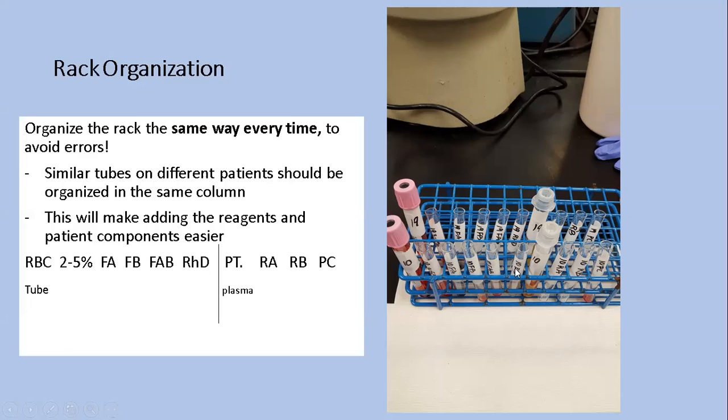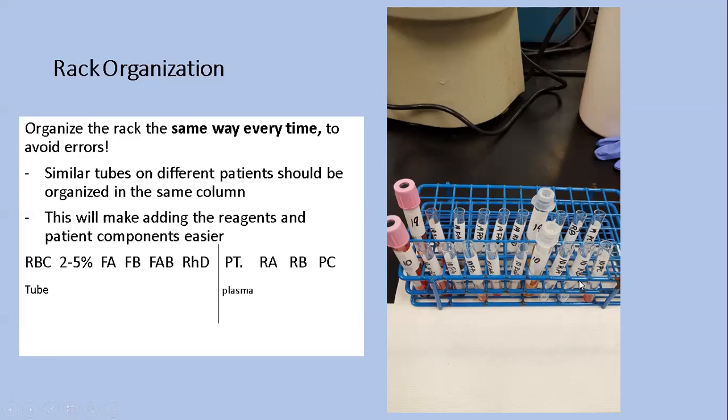And then I have my RhD for 10 and 19. So that's all of my forward typing tubes as I have listed here. Okay, so I like to separate the forward from the reverse with my patient's serum or plasma. Here we see the plasma from number 10 and the plasma from number 19.